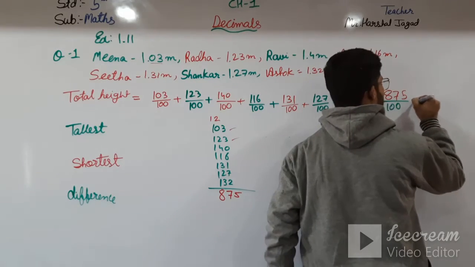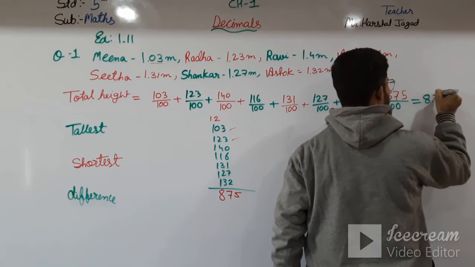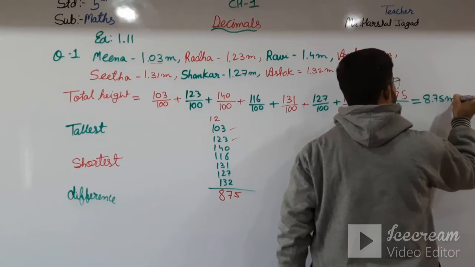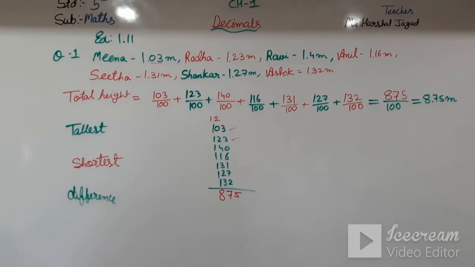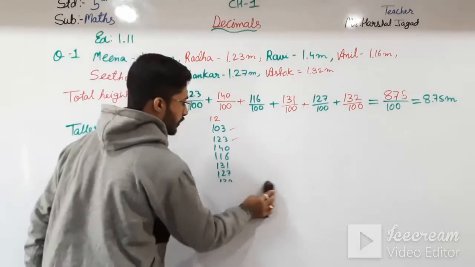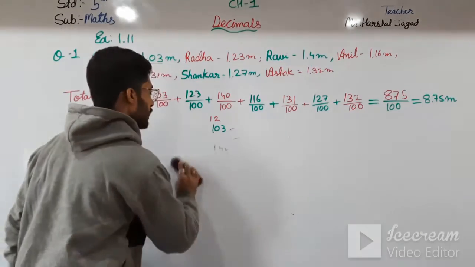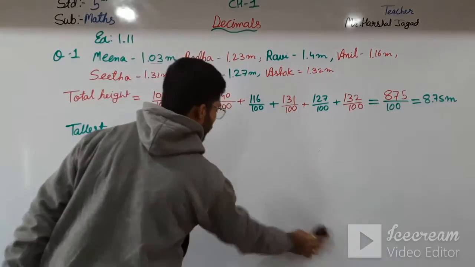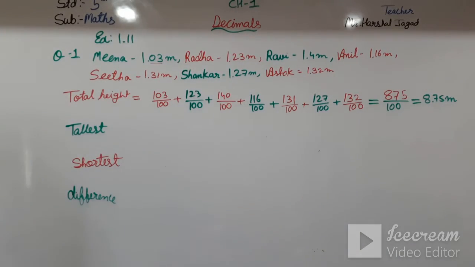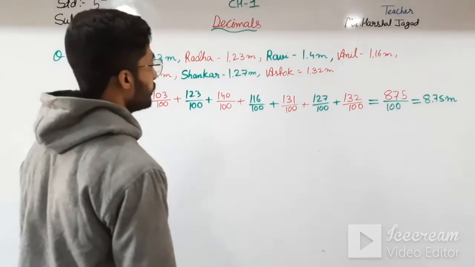So it will become 8.75 meter. The total of the height is 8.75 meter. And now moving forward, who is the tallest among these? Let us see that. So, who is the tallest?